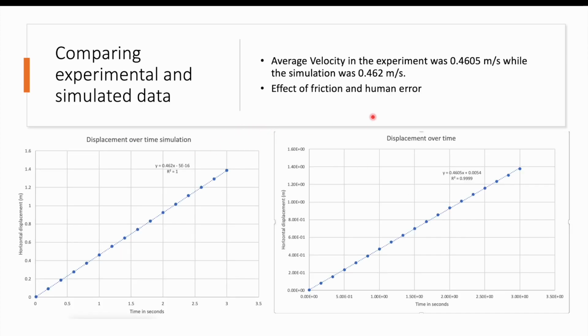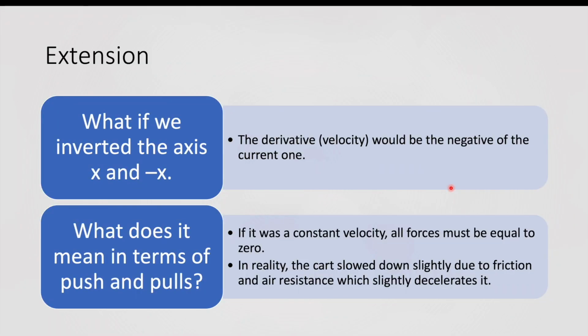Now, comparing those two, we can see that the simulation has a slightly higher average velocity of 0.62 meters per second compared to 0.4605 meters per second. This is mainly due to the fact that the trolley, due to friction and air resistance, did slow down towards the end of the track, giving a slightly lower value towards the end of the recorded data, resulting in a slightly lower velocity. We can also see that because the camera was slightly tilted, the velocity was not necessarily linear, we'll say, on a 2D plane.